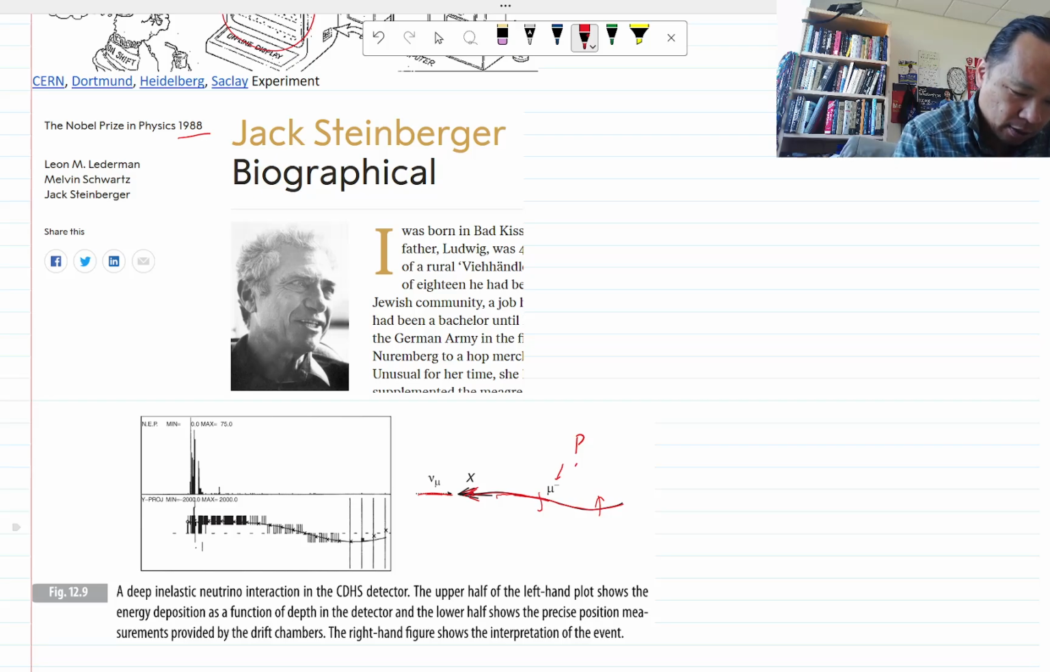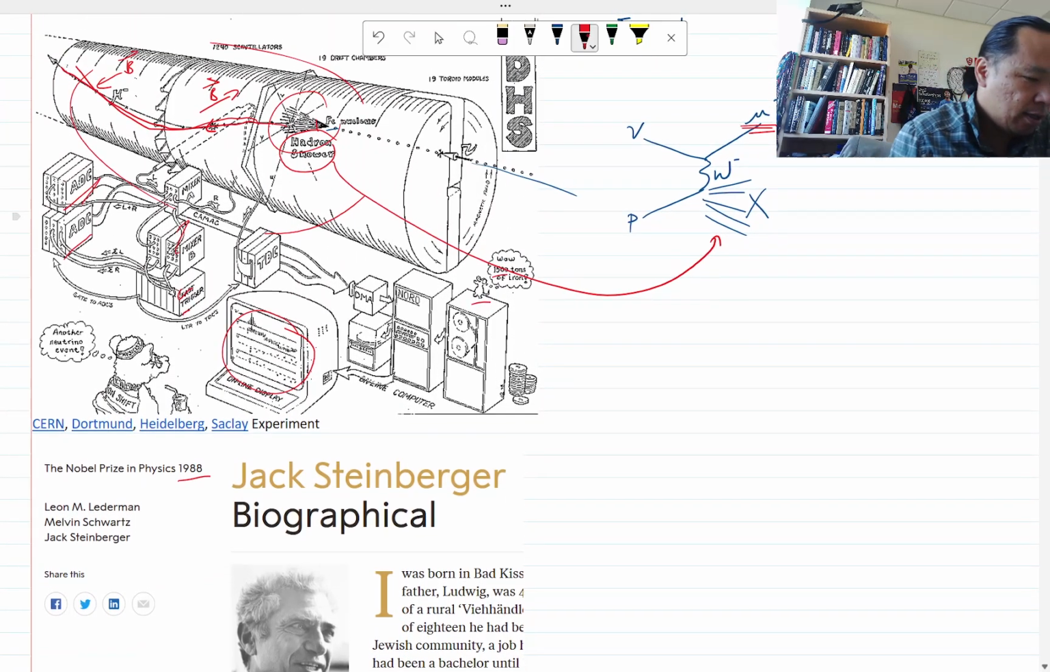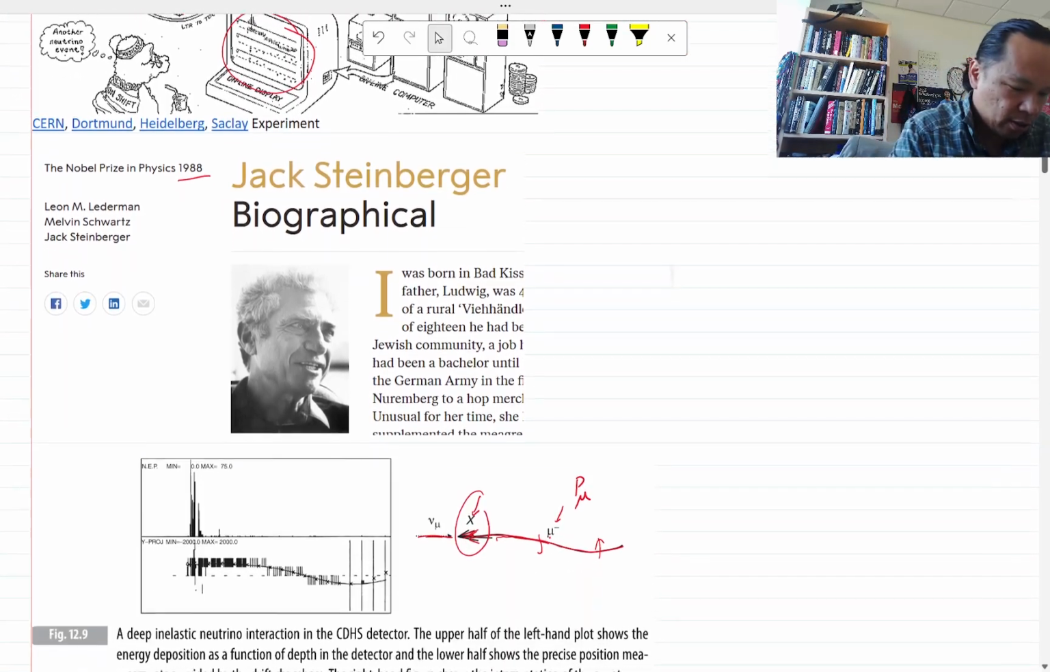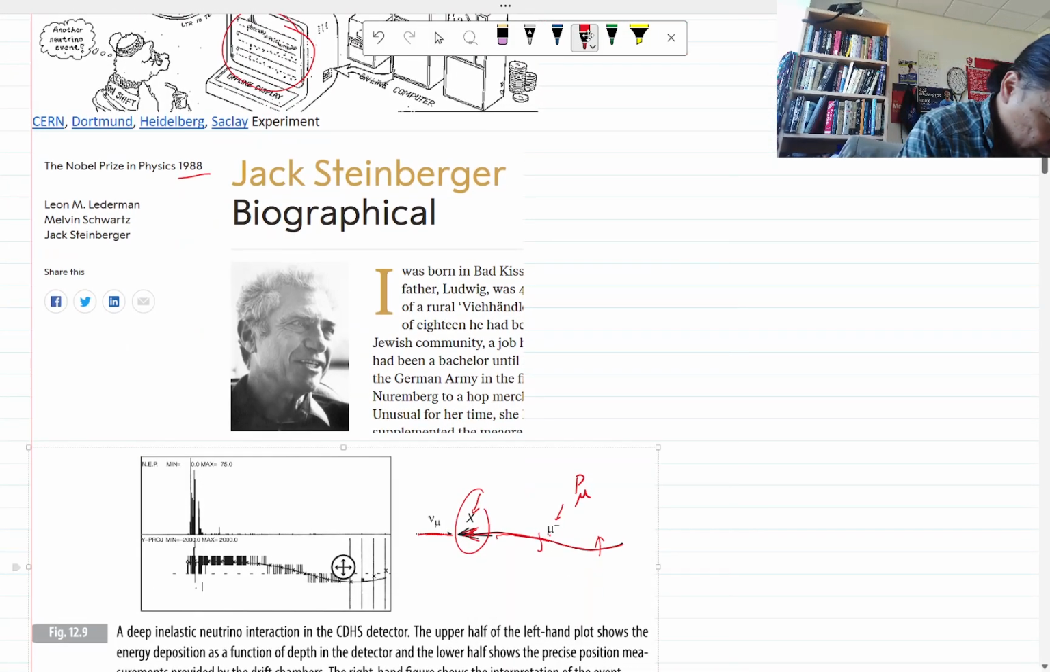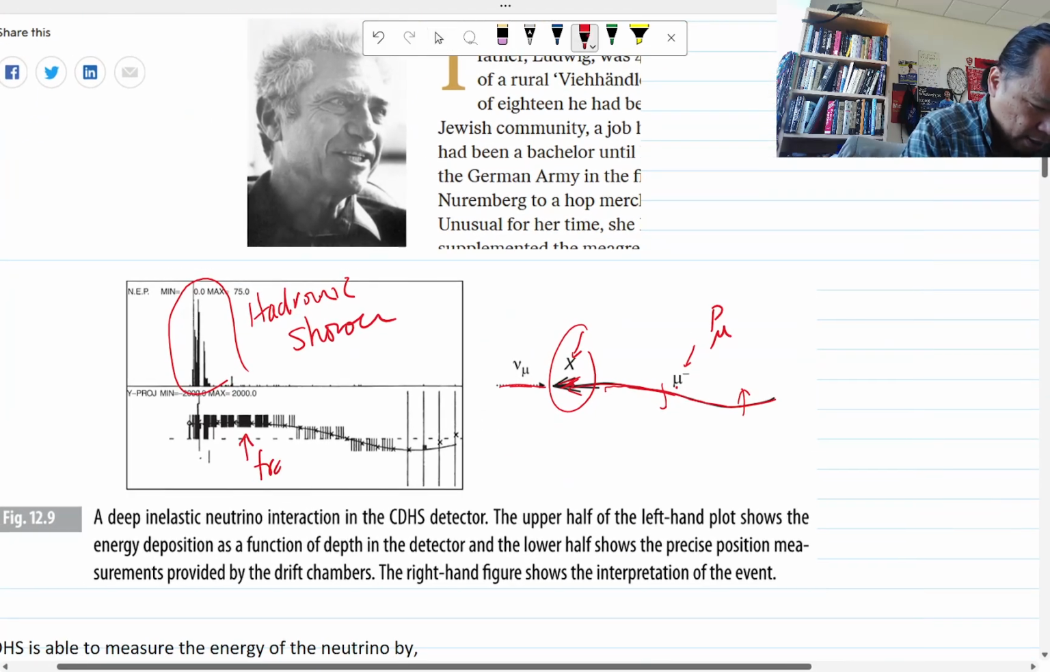So you get the momentum of the muon, and then this X here, this hadronic shower, is also measured inside this lead target, by measuring the amount of energy that's collected at the end of the lead target. And so what you do is you get two signals. You get one signal for the hadronic shower part. Let's zoom in a little bit more here. Then you have a track for the muon.